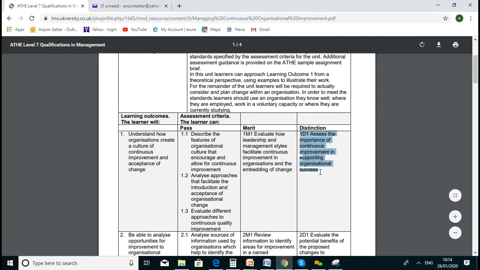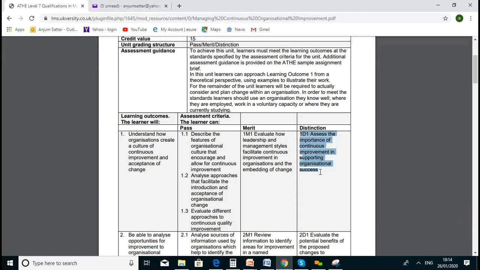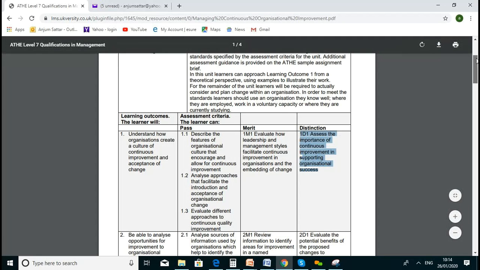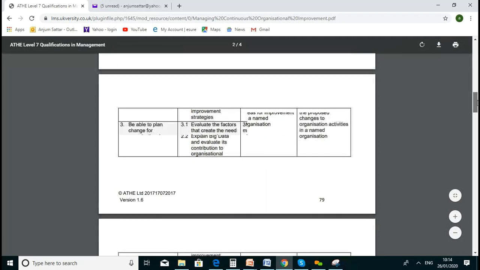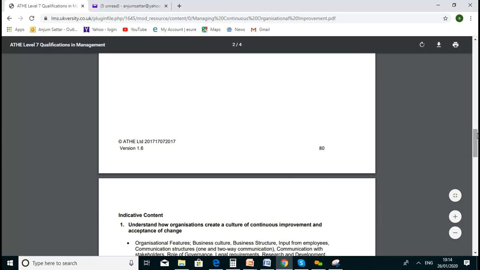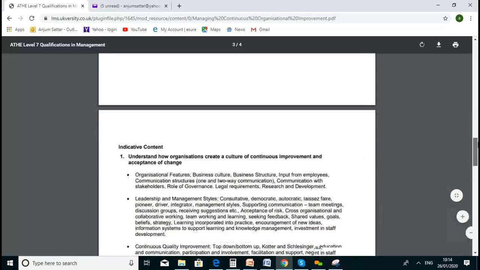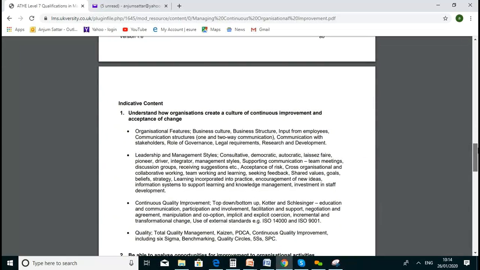We'll also assess the importance of continuous improvement in supporting organization success. So we'll go through organization success and continuous improvement. Then we have the indicative content, what we're supposed to learn.